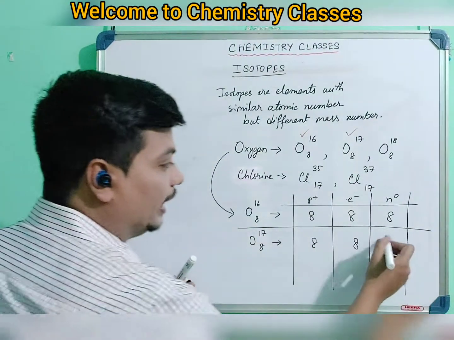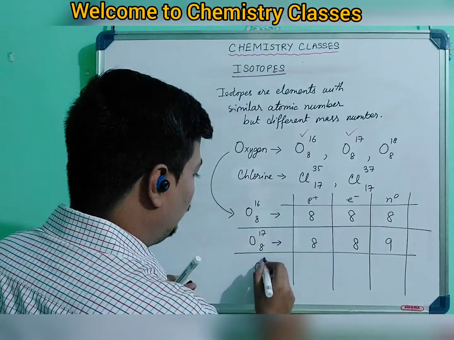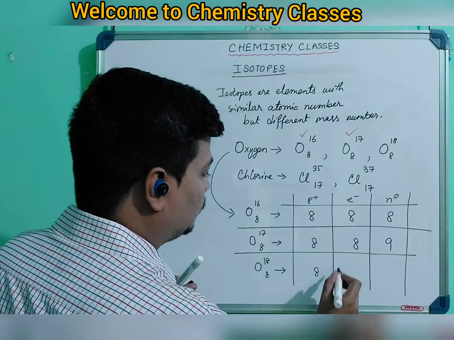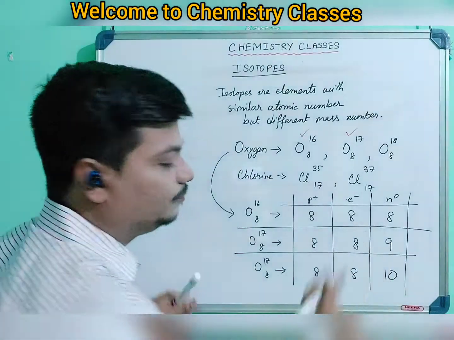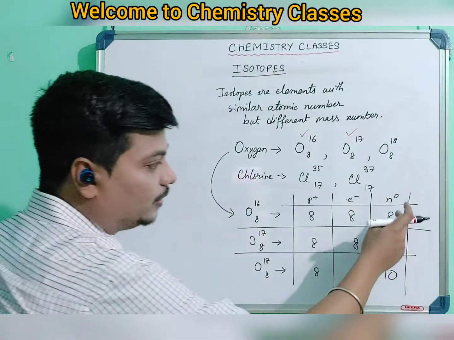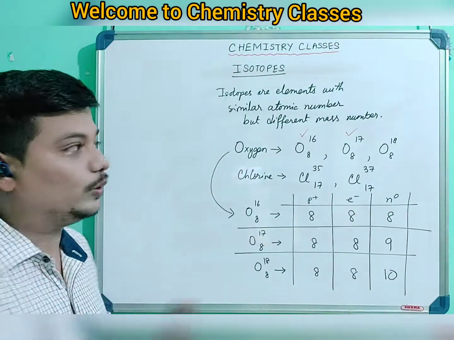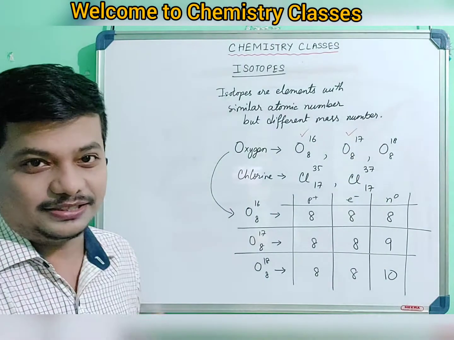be 9. The next one, O 18 8. For this one, protons 8, electrons 8, but the number of neutrons will be 10. So you see that the number of neutrons are changing, and that is why the mass number changes but the atomic number remains the same.